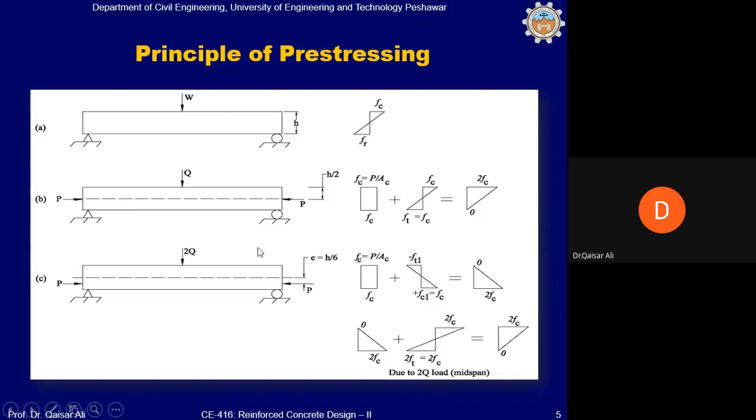Rather, there will be compressive stresses produced in the lower part of the beam as well as in the upper part of the beam. Only at the mid-span, you will have 0 tensile stresses. Okay.